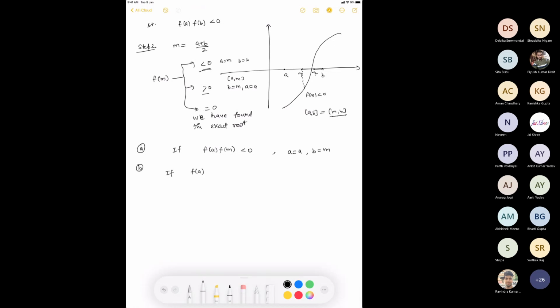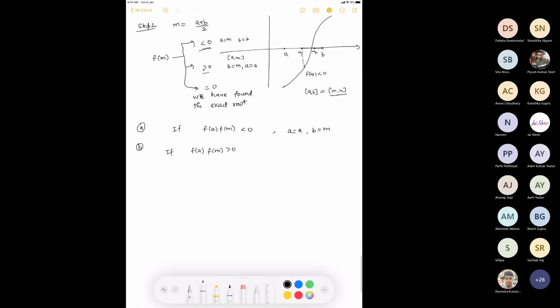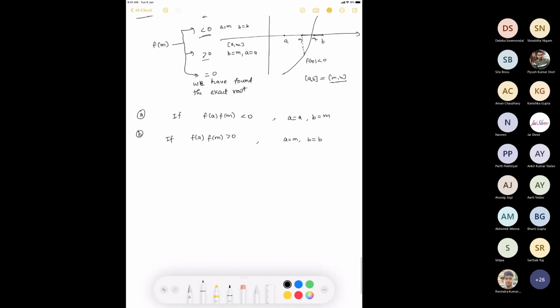equal to 0 case is already done. So let's not include that here. So if this is strictly positive, we know that in this case, FA was already negative. If the product with FM is strictly positive, this means that FM is going to be also negative. So I will replace my A by M, and B will remain as B. Okay.